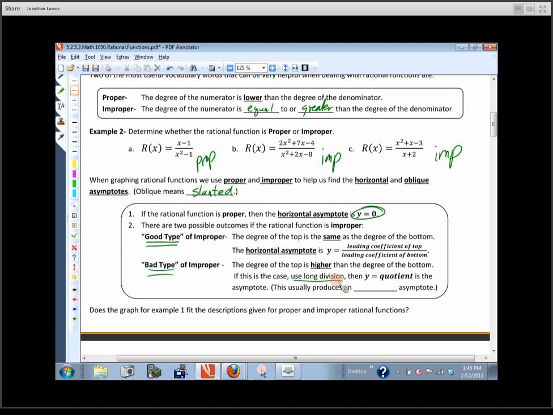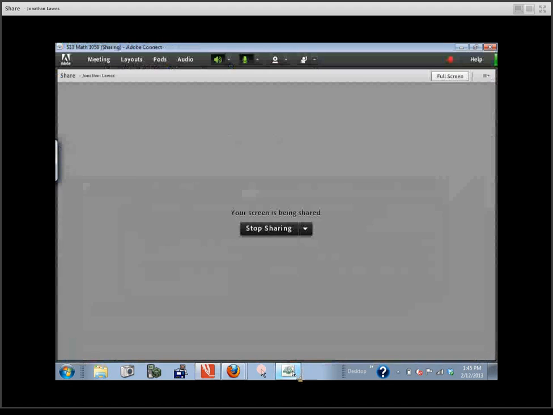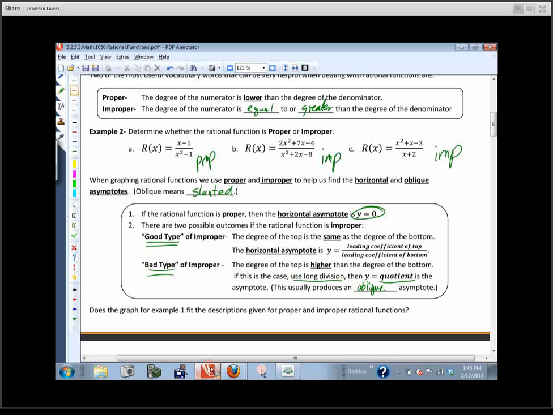Very good. Okay, so we use long division here. It's going to be a bit of a pain to find these, but the oblique asymptote is going to be y equals whatever the quotient is. That's going to be our oblique asymptote. It's going to be a slanted asymptote, generally speaking. So this usually produces an oblique asymptote, or you could call it a slanted asymptote if you wanted to. Any questions there?